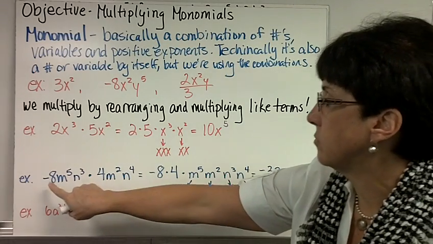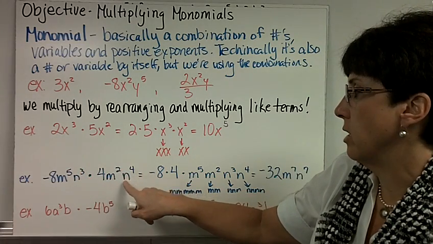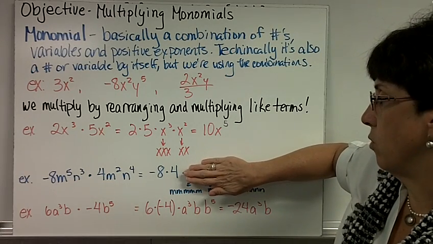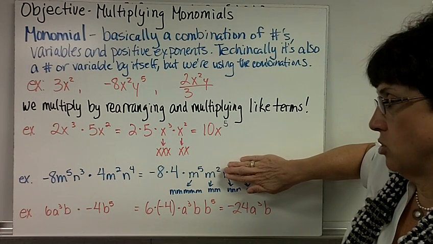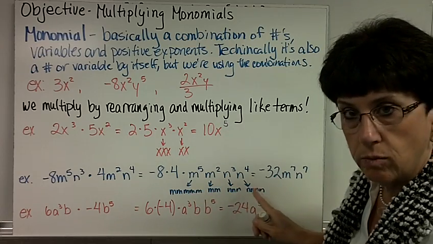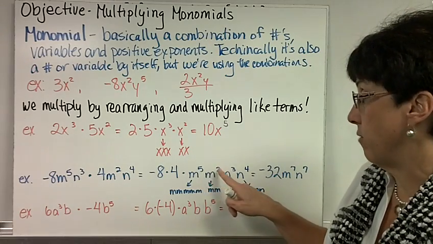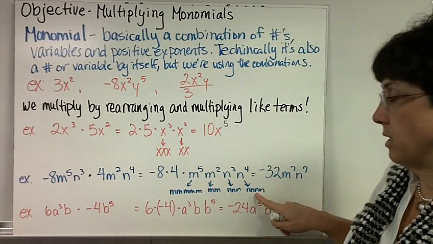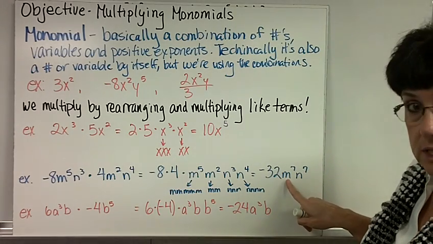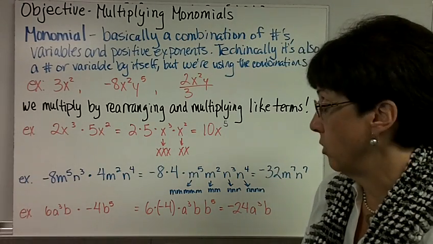Let's do another one. Negative 8 m to the fifth n to the third times 4 m squared n to the fourth. Let's rearrange it. So we'll put our coefficients together, negative 8 and 4, our m to the fifth and m squared, our n to the third and n to the fourth. And I wrote it out for you just so you remember what it means. These 5 m's and 2 m's. So how many m's? 7, and that's what 5 plus 2 is. And 3 n's and 4 n's, also 7. So negative 8 times 4 is negative 32, m to the 7th, n to the 7th. So it's really pretty easy. You're just multiplying your coefficients and then adding up your exponents.